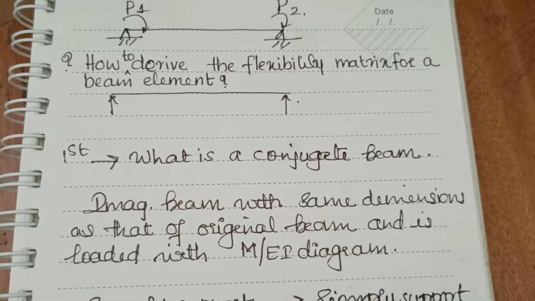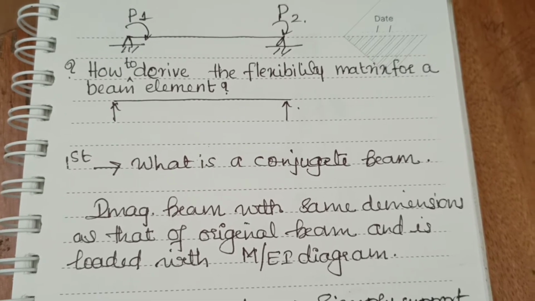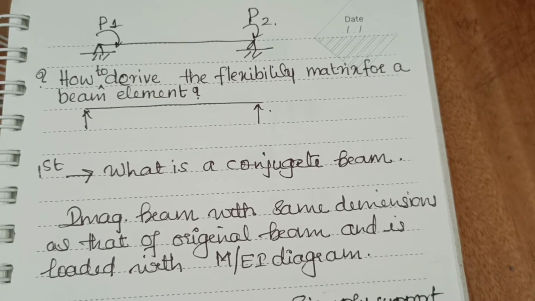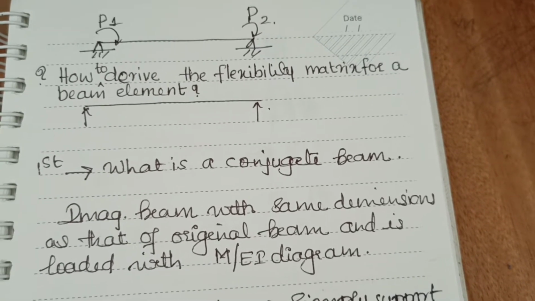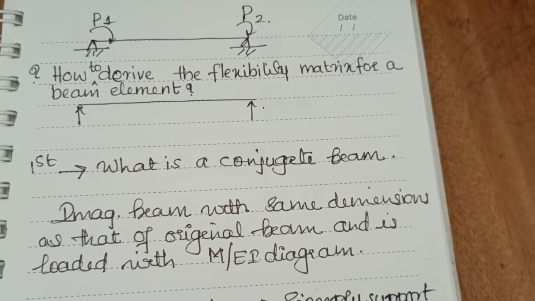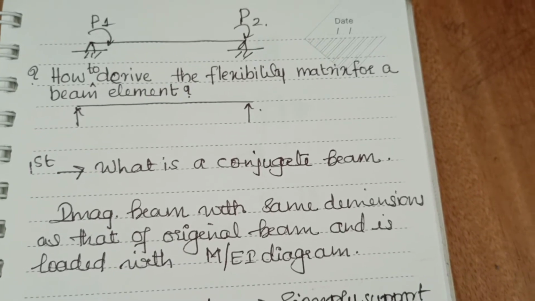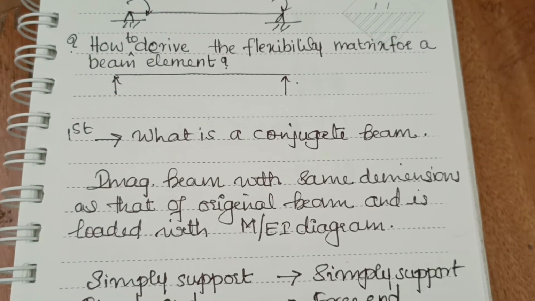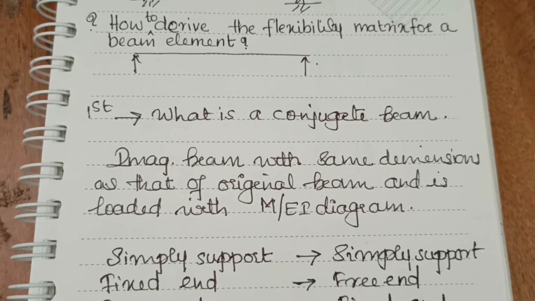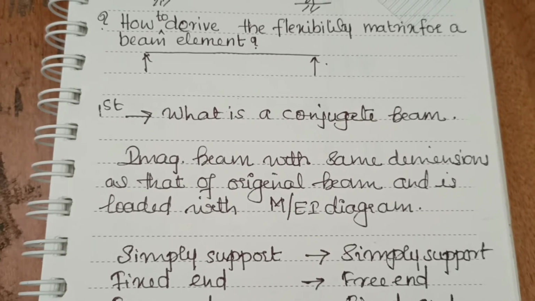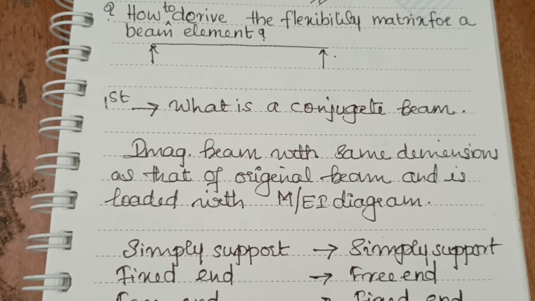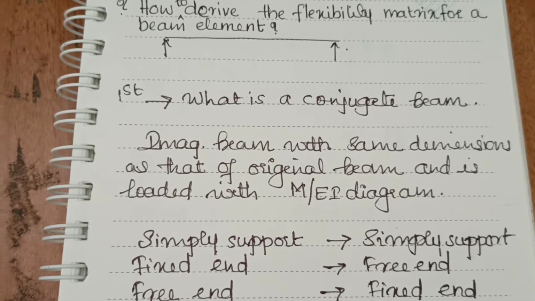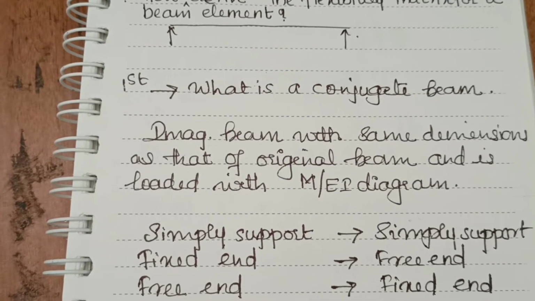To find out the flexibility matrix, the easiest method is conjugate beam method. For that, we have to know what is a conjugate beam. A conjugate beam is an imaginary beam with same dimensions as that of a real beam, and it is loaded with M by EI diagram, that is bending moment by EI diagram of the real beam.